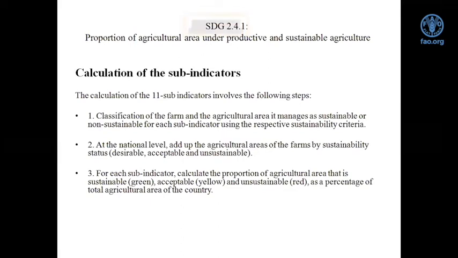And the calculation of the sub-indicators has 3 steps. First, classification of the farm and the agricultural area it manages as sustainable or non-sustainable for each sub-indicator. Second, at the national level, add up the agricultural areas of the farms by sustainability status: desirable, acceptable, and unsustainable. And third, for each sub-indicator, calculate the proportion of agricultural area that is desirable, acceptable, and unsustainable as a percentage of the total agricultural area of the country.